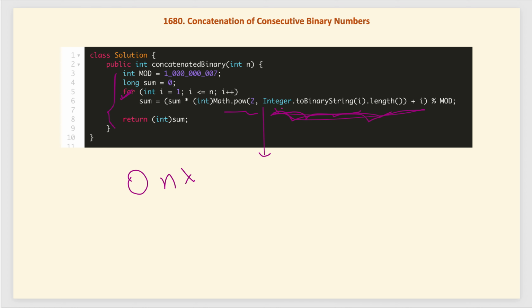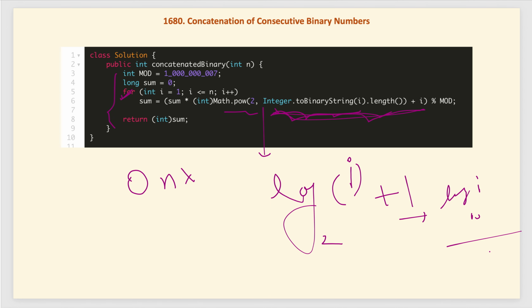There is another way you can calculate this: we can take log of I base 2 plus 1. This will also give the length of the binary representation of I, and in Java you can write it as log of I base 10 divided by log of 2 base 10. That is another way to get the length of the binary representation. Or you can write your own simple method: keep dividing I until you reach 0 and count how many times you divide. So that is another way, and this will become log of n.